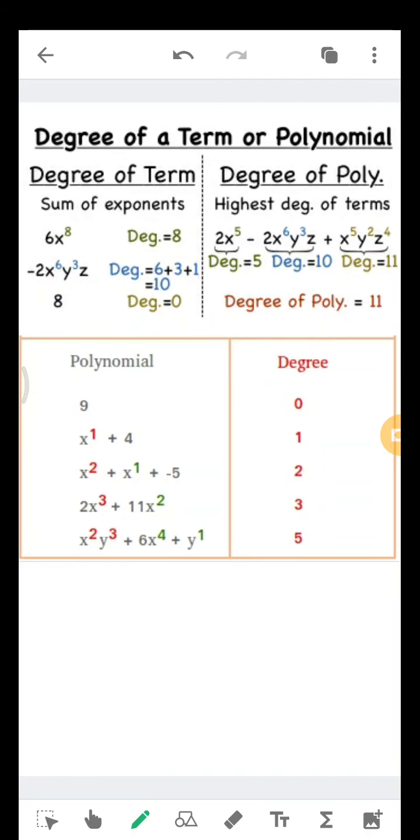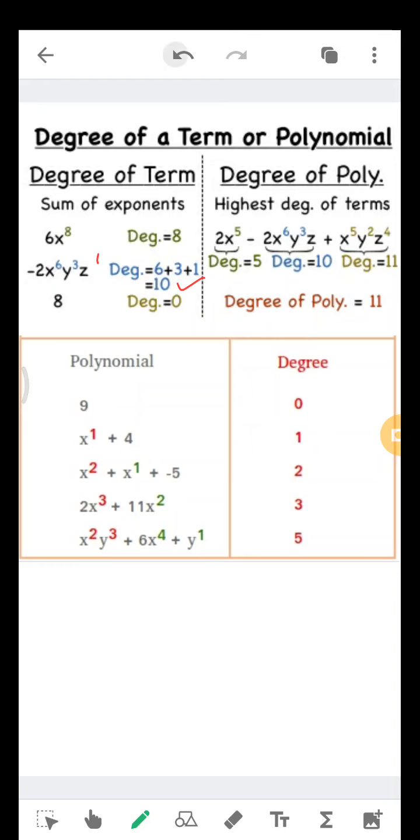Now, degree of a term or a polynomial. Degree of a term means the highest power. For a term we will have a degree as well as for a polynomial we will have a degree. So in this term you can see 6x power 8, the power is 8. So the degree of this term is 8. And in this term, 2 minus 2x power 6 y power 3 z power 1, we will add all the powers, that is 6, 3 and 1. So the degree of this is 10.